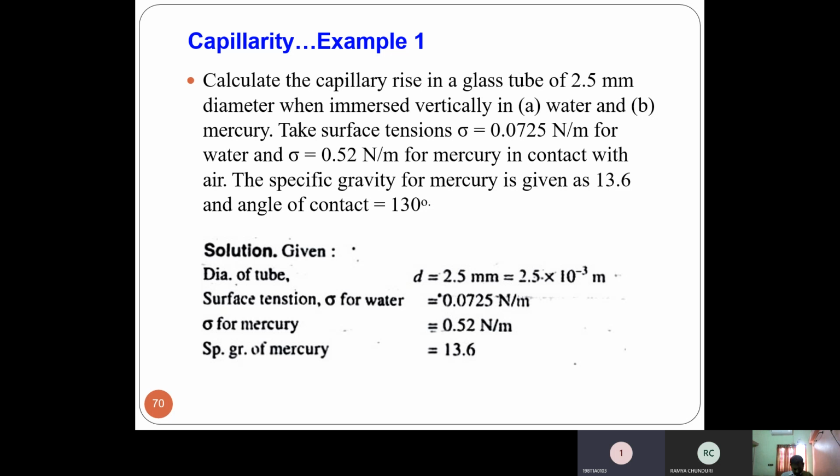Yes, 130 degrees. What is the data given? The diameter of the tube is given. Diameter of the tube, how much? 2.5 mm. Converted into meters, 2.5 into 10 to the power of -3. Surface tension sigma for water is equal to 0.0725 Newton per meter. Sigma for mercury is equal to 0.52 Newton per meter. Specific gravity of mercury is equal to 13.6. And next slide.